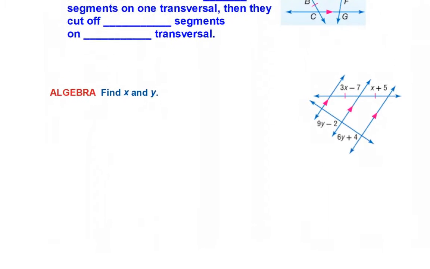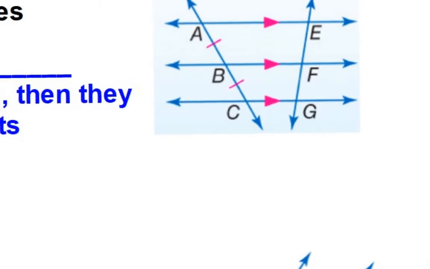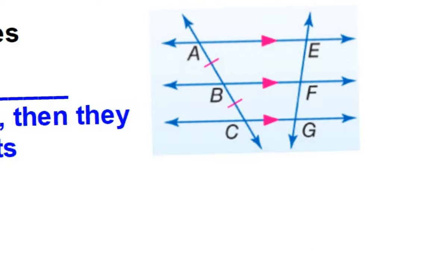Check this one out. This one's neat. See how AB is congruent to BC right here? How are EF and FG related then? They're congruent. They're not congruent to the other side, but they are congruent to each other.